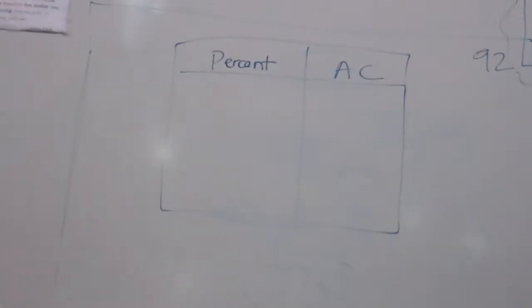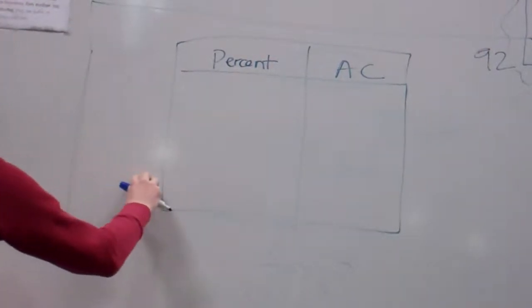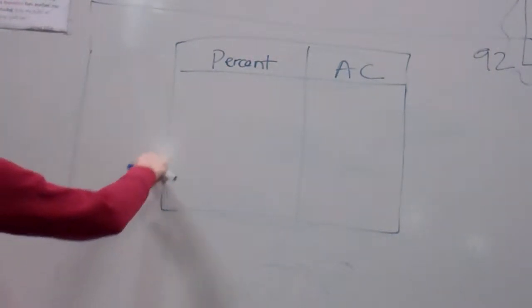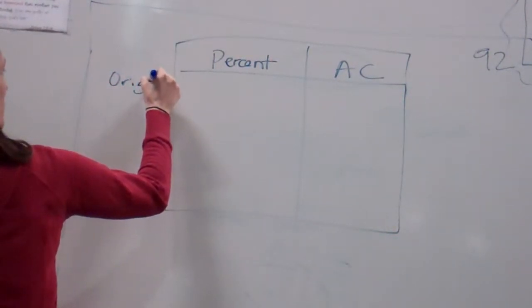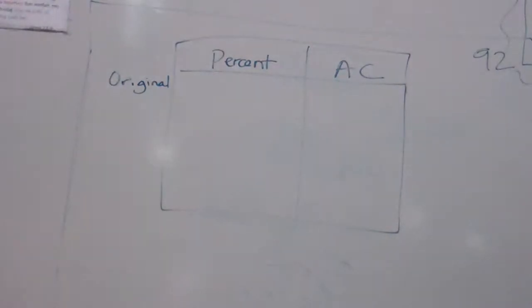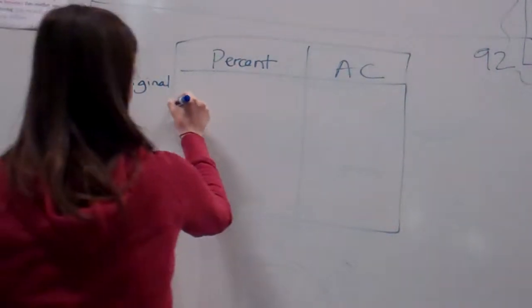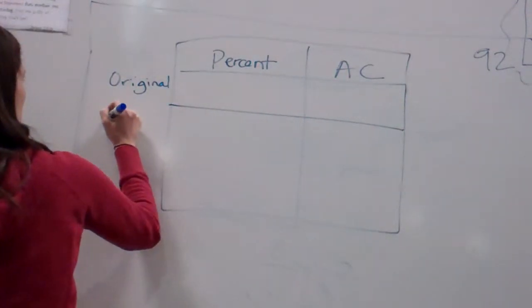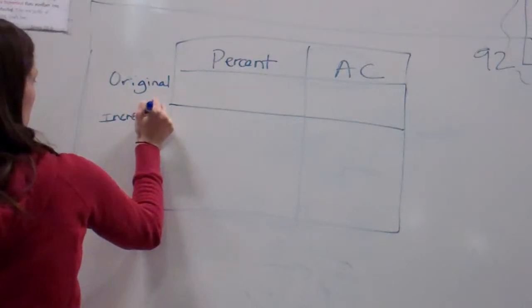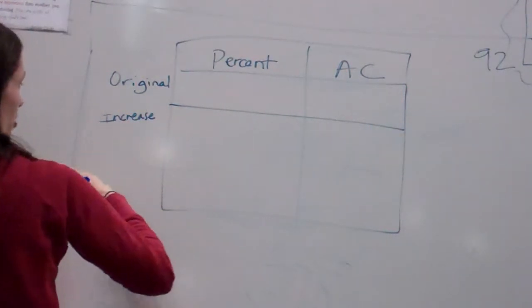Okay. So the three things that you're going to put on the side are, instead of this one being the total down here like we used to do, when you're working with percentages, you're going to have an original price or original percentage, however you want to say it. Original. Okay. Then the second one is going to be the increase or decrease, depending on if it says it increased, or it decreased.